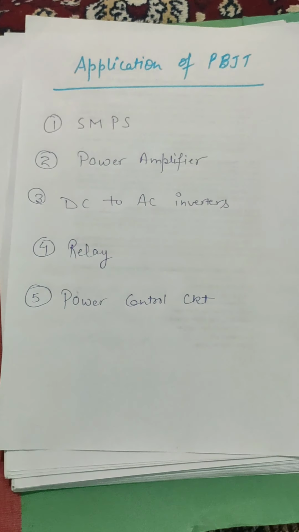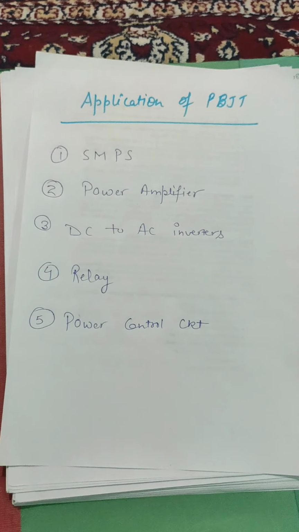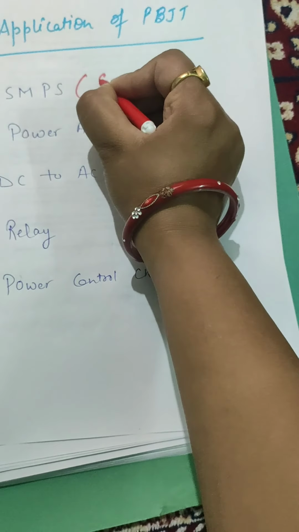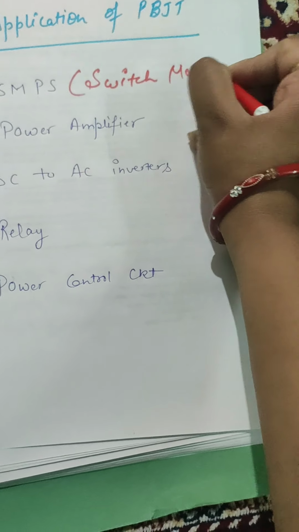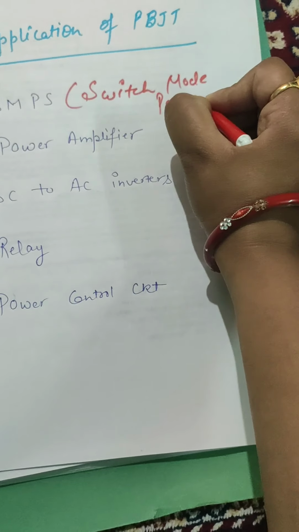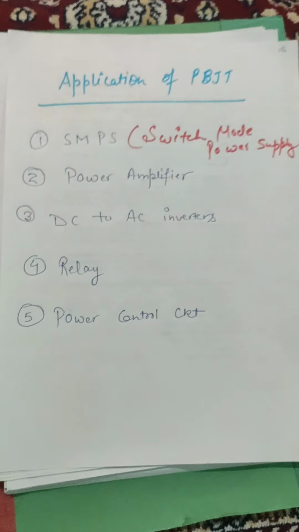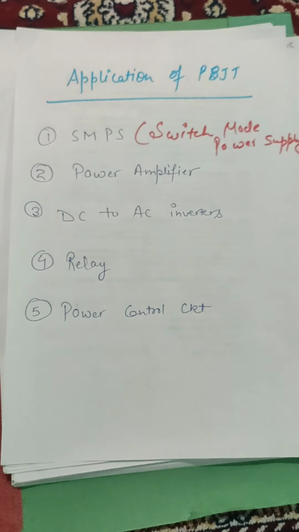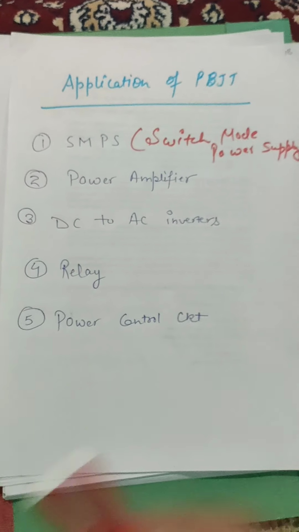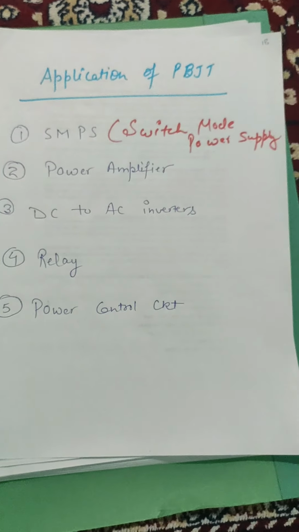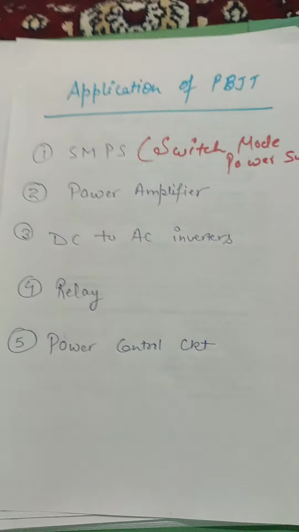The last topic is applications of power BJT, where we use power BJT. SMPS, switch mode power supply. Second is power amplifier, DC to AC inverter, relays, and power control circuit. So this is the basics of power BJT.